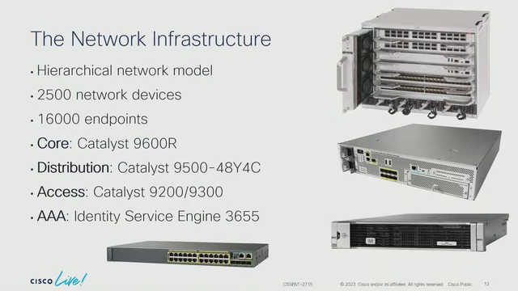So right now in our core we have a set of 9600 chassis-based Catalyst switches, and in the distribution we're refreshing to 9500, and then 92 and 9300 in the access layers, depending on the needs of different use cases. Cisco ISE is 3655 right now, and it's a 6-node cluster that we're running. About 16,000 endpoints and 2,500 network devices.